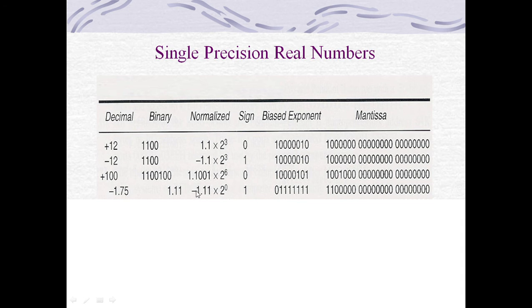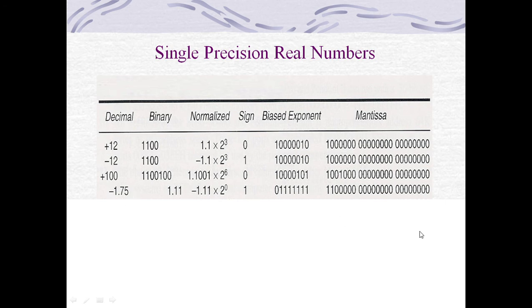The sign is minus, so we assign 1 to the sign bit. Then the exponent is 0, so we just add 7FH, which is 01111111. When adding that value 7FH with 0, we would get the same value, 7F, here. The mantissa is 11, so we get 11 here, and the rest of the bits are filled with zeros. So this is the 32-bit single precision real number, which is minus 1.75.